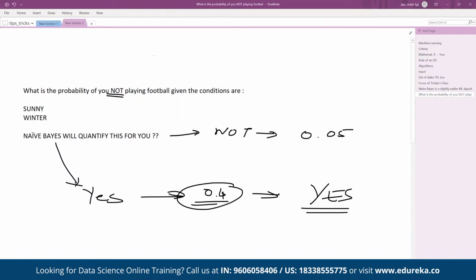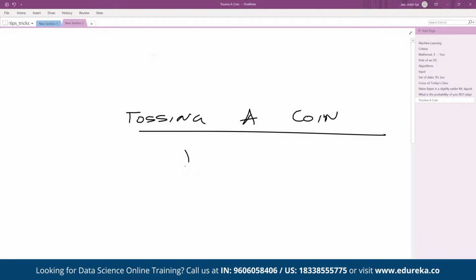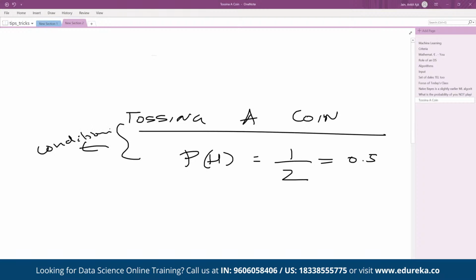Now this is not normal probability. Why is this not normal probability? I'll explain. Suppose I am tossing a coin. What is the probability I will get head? It is 1 by 2, right? It is 0.5. Did I put any condition on you? No, I did not put any condition on you.